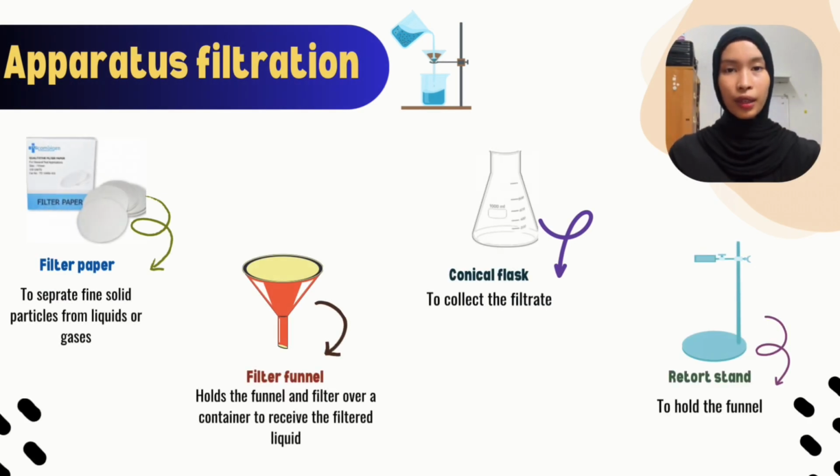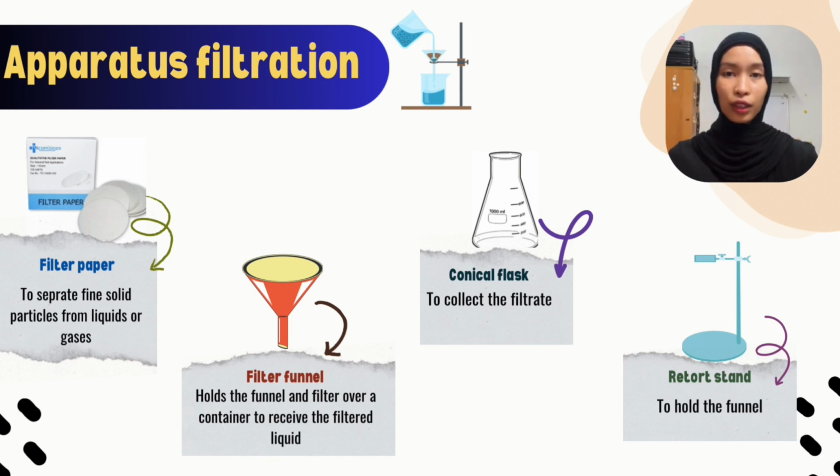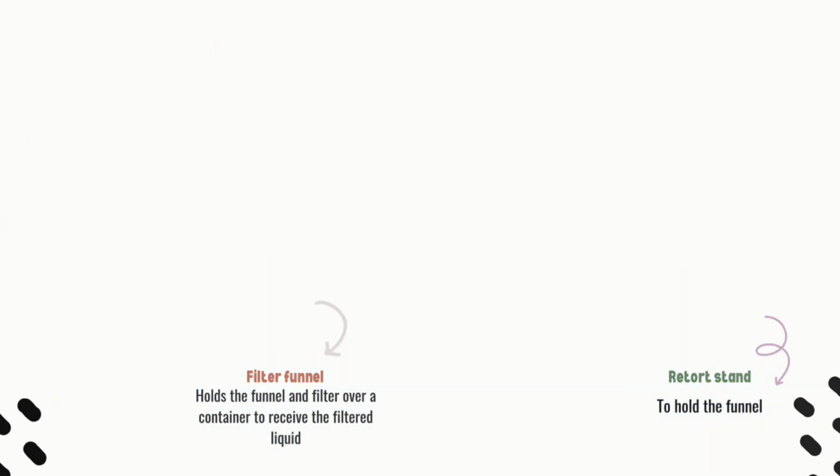So here's the apparatus that we use in filtration. The first one is filter paper. Filter paper is used to separate fine solid particles from liquid or gas. The next one is the filter funnel, which holds the filter paper over a container to receive the filtered liquid. Other than that is the conical flask, which is to collect the filtrate. Lastly, the retort stand is used to hold the funnel.